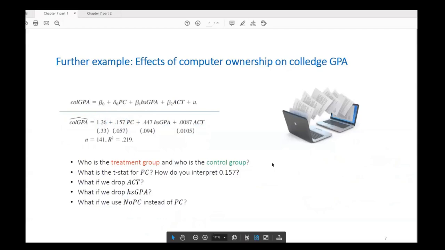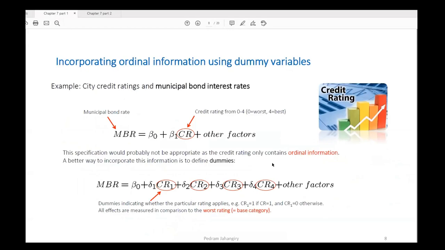Now let's look at another example. Again, I'm teaching you some material from the textbook by using examples. So we are incorporating ordinal information using dummy variables. Let's say your random variable is an ordinal variable like credit rating, and credit rating can take five different values. It starts from 0 to 4: 0, 1, 2, 3, 4. Sorry, there is no 5. So how many classes do I have? Five.